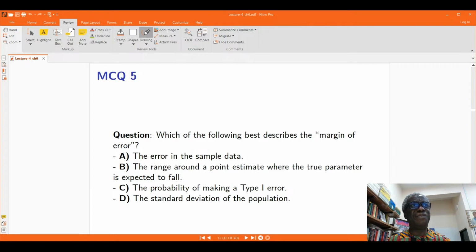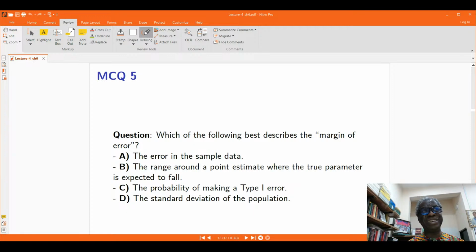Finally, for the pre-lecture multiple choice question: which of the following best describes the margin of error? A, the error in the sample data. B, the range around a point estimate where the true parameter is expected to fall. C, the probability of making a type 1 error. D, the standard deviation of the population.